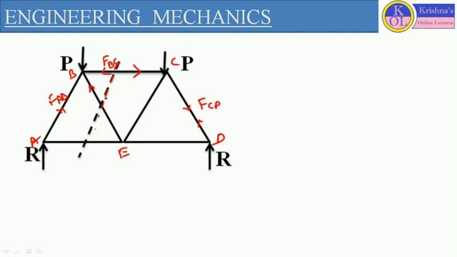Direction we can decide accordingly. At BE, this force will be FBE. So here we have these number of members and forces which are acting actually over the member.